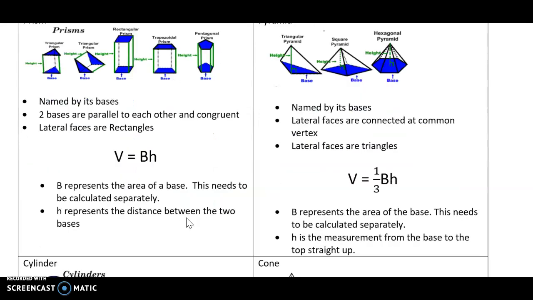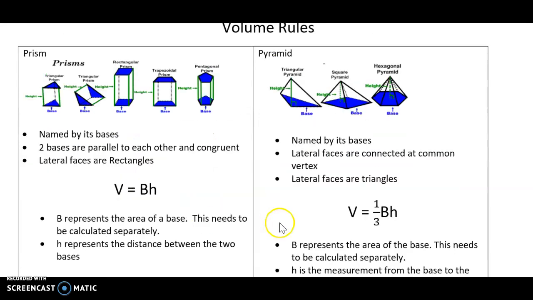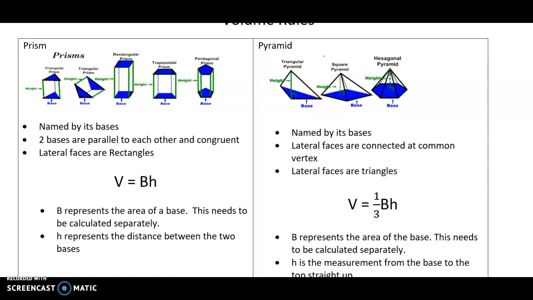And now we get into the volume rules. They're going to be on your star charts, but here are the volume rules. Prisms, here's all the types of prisms that you can use. I will be focusing on triangular prisms, right triangular prisms, and rectangular prisms. We don't usually do these as much. And as far as pyramids, triangular pyramids, square pyramids, and rectangular pyramids, but squares are the same as rectangles here.